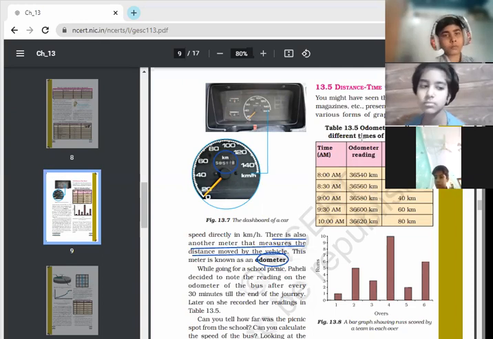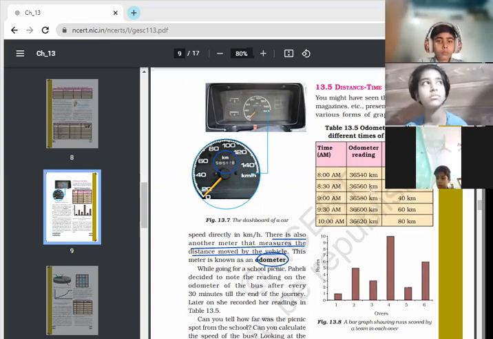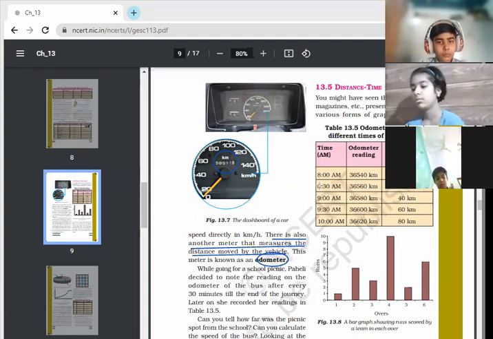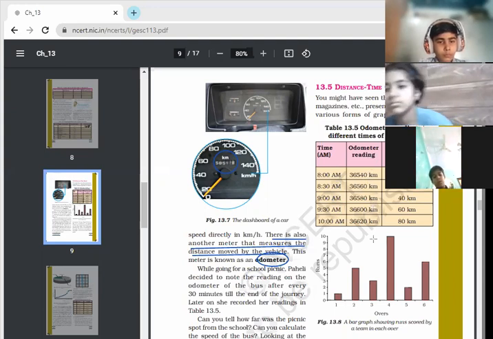Suppose in table 13.5, odometer reading has been given and a distance from a point has been given. See, at 8 a.m., odometer reading was 36,540 kilometers and the distance traveled was 0. At 8:30, when the vehicle was started, the reading was 36,560 kilometers and distance traveled was 20 kilometers. In this way, after each half an hour, the distance has been noted and the reading of odometer. So while taking this, we can draw our own graph.